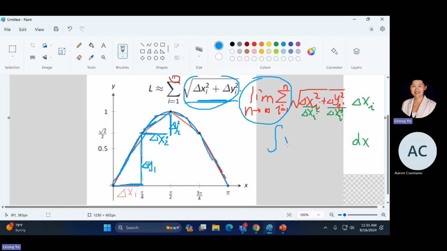And over here, the delta xi over delta xi squared, this square over this square is 1. Now when the delta xi becomes dx, when the dx is super small, the dy is super small because of the continuity of the curve itself. So now we have dy over dx, and that is being squared.